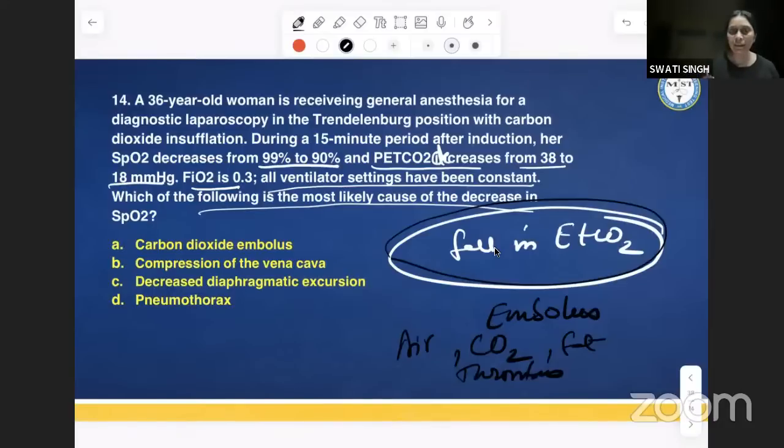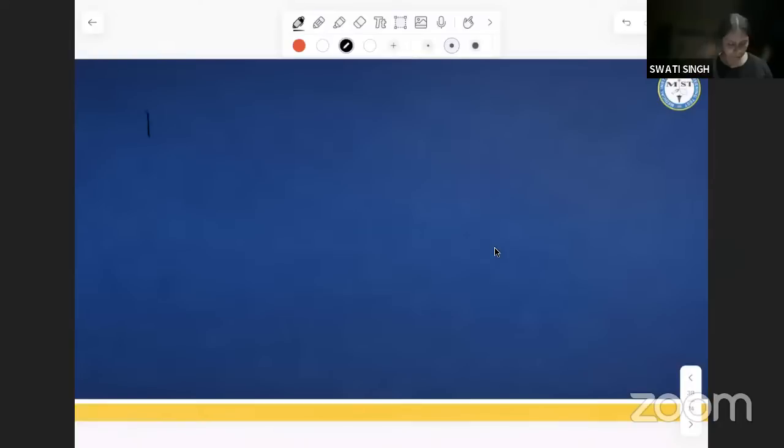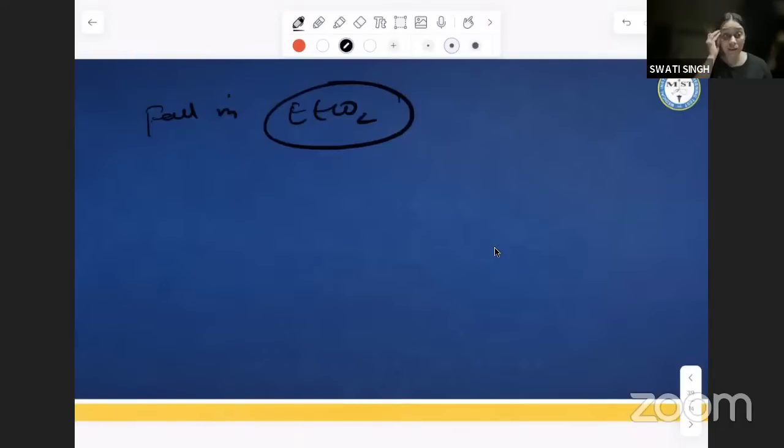Here, it is diagnostic laparoscopy. So the surgeon was putting the port and he was using carbon dioxide to insufflate the abdomen to create a pneumoperitoneum. And what happened? That port went into one of the vessels and this caused CO2 insufflation in the blood, and this resulted in carbon dioxide embolus. Okay, so the answer is carbon dioxide embolus. Got it? Whenever you see fall in EtCO2, what will be your answer? Embolus. In this case, it is carbon dioxide embolus.